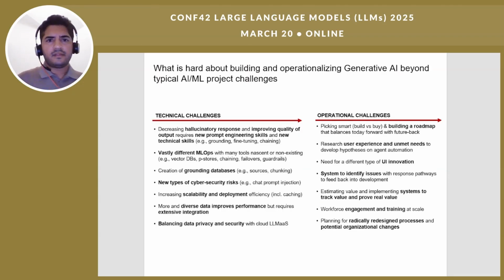Now, look, there are certain difficulties in building operational generative AI use cases as well, right? The typical AI ML project challenges, we already know that. But in terms of technical challenges, definitely you see hallucinatory responses, right? But again, there are certain techniques that we must adopt to reduce the hallucinations. Your ML ops, you have vector databases, you have cybersecurity risk, you have diverse data formats, and then you have scalability challenges and deployment challenges as well.